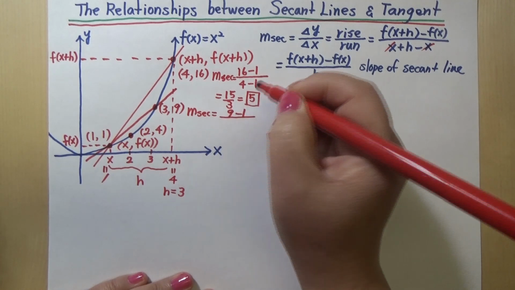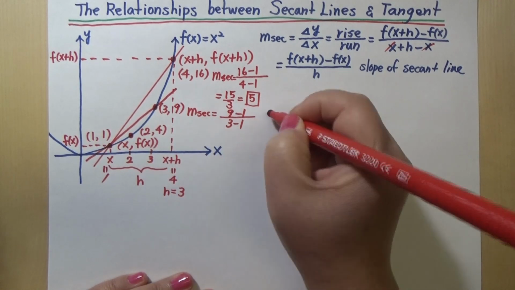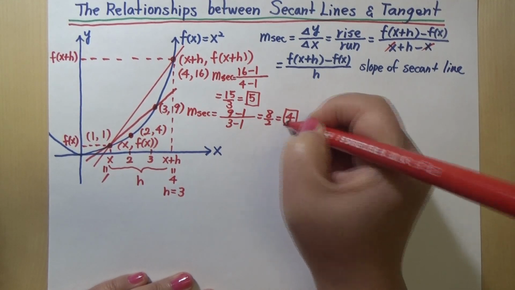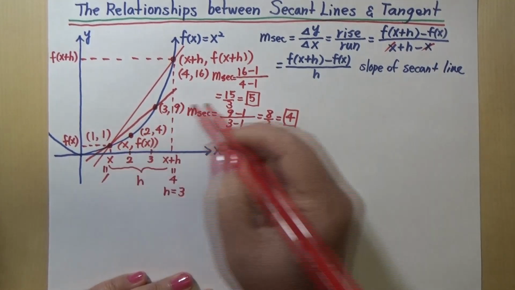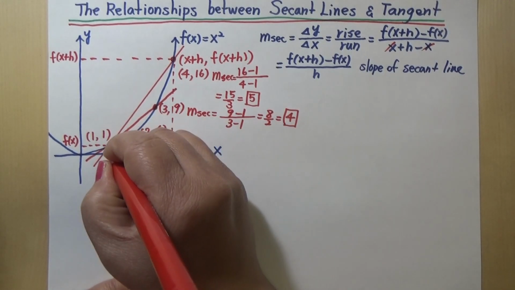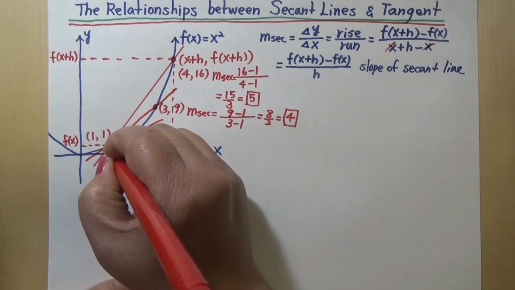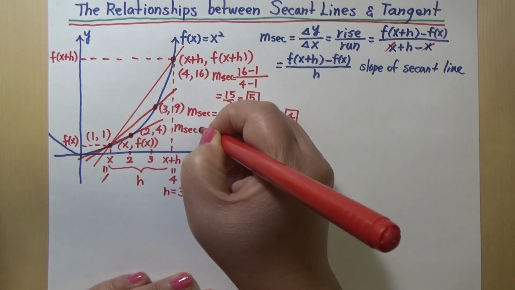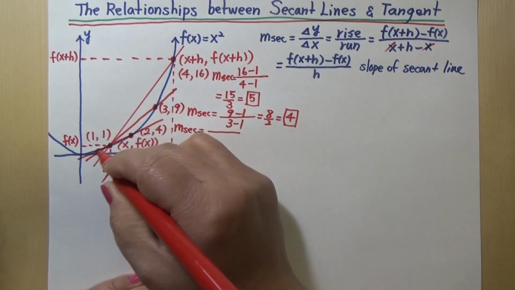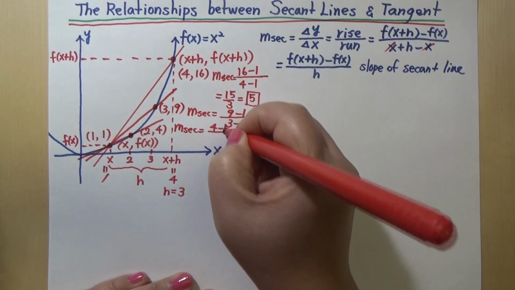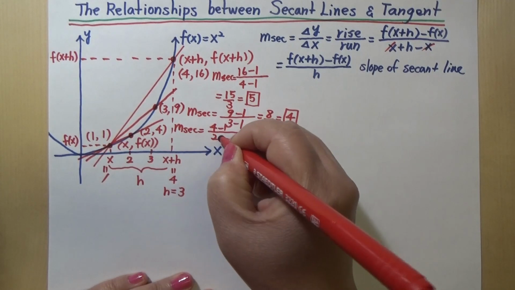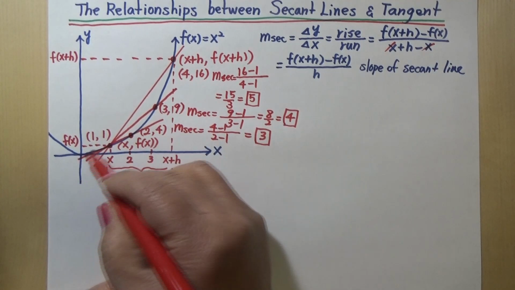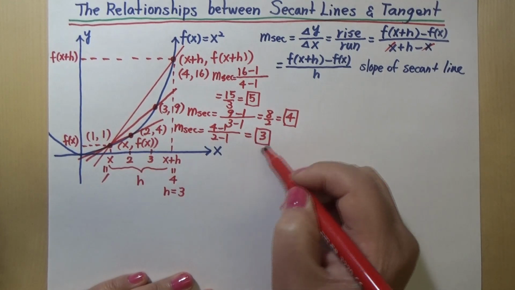9 minus 1 over 3 minus 1, which is 8 over 2, is equal to 4. So the slope of this secant line is 4. And next one, this secant line, this time the slope of the secant line is between this point and this point, 4 minus 1 over 2 minus 1, which is 3. So the slope of this secant line is 3.